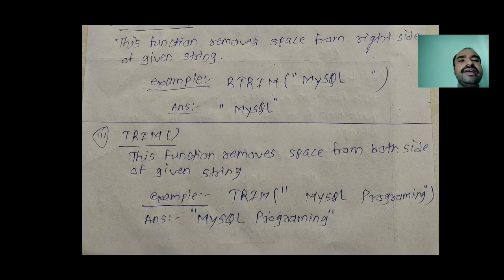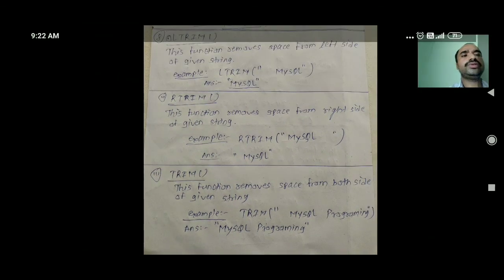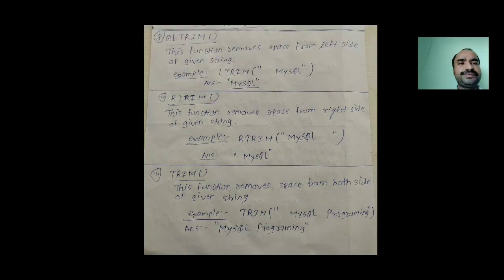Then the TRIM is there. This function removes space from both sides of a string. So the example: TRIM, space, MySQL, space, programming. Now you think that the space before MySQL and after MySQL is removed, but not. We have seen TRIM only removes spaces from the left hand side or right hand side, not between middle words. So the answer is MySQL programming. So this is about string functions.